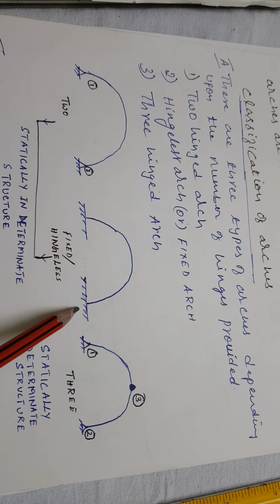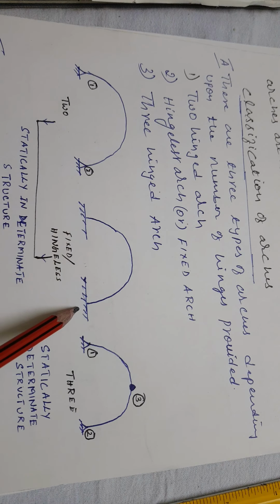Very important thing here: 2-hinged arches and fixed arches are statically indeterminate structures. These structures cannot be determined by using the 3 equilibrium conditions. We need additional equations to solve statically indeterminate structures. Those equations we call compatibility equations, which we discussed in Module 1. Whereas a 3-hinged arch, with 3 hinges, is a statically determinate structure.